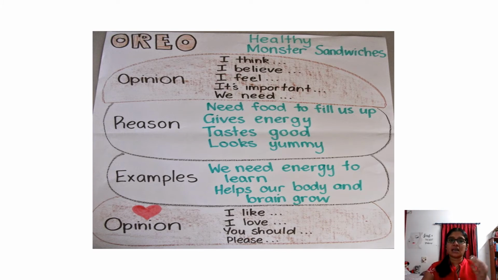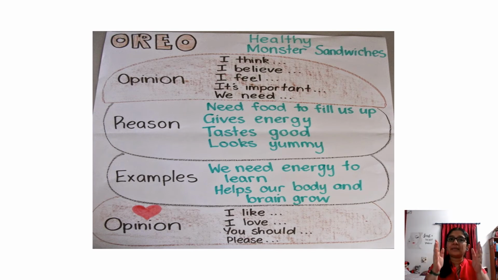And opinion, again you have to restate your opinion. That is the last O. The last O stands for how you are sticking to your opinion. So I like, I love, you should, or you can end the sentence: please try having healthy monster sandwiches, or you can say I love or I like, or you should try having it. This is how you put your idea into their mind.